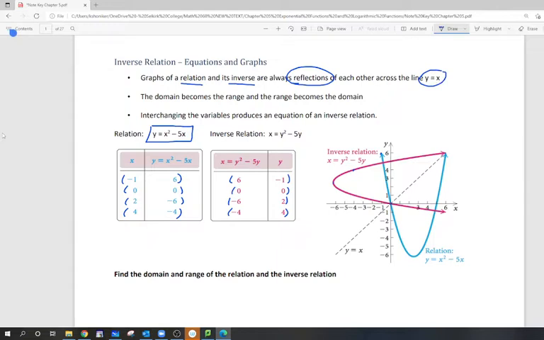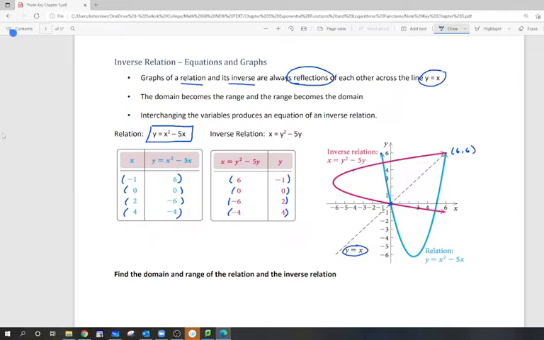So I've drawn this dotted line here, which is the line y equals x. And you can see that the graphs are reflections of each other across this line, and that they cross the line at an invariant point. So like here I have a point (0, 0), and here I actually have a point (6, 6). So that's a point where you switch the x and the y values and they stay the same.